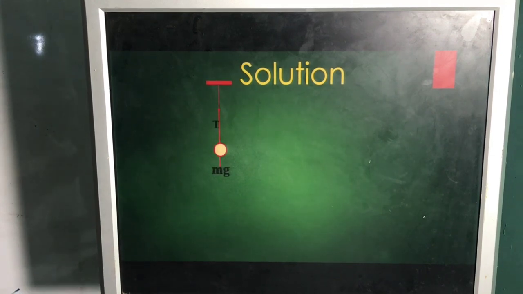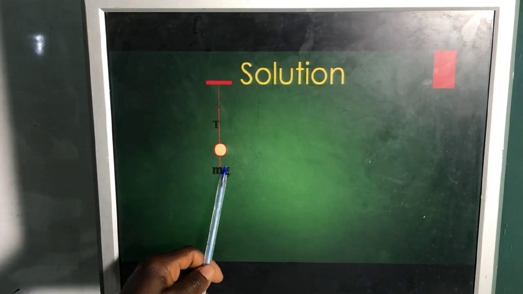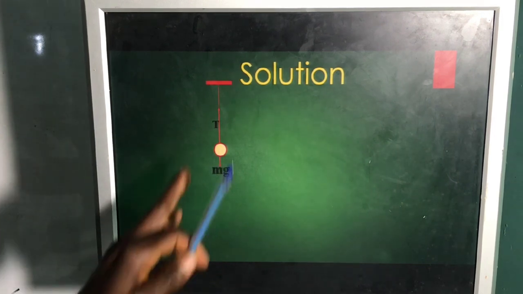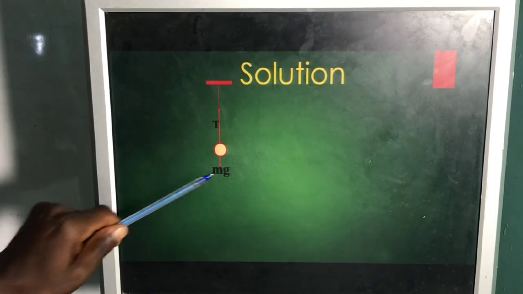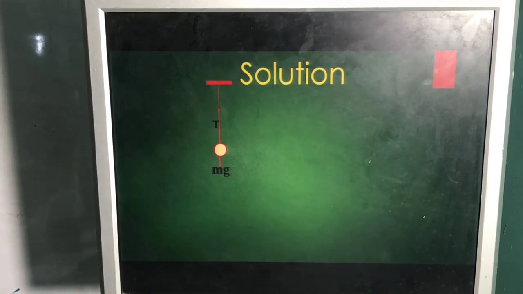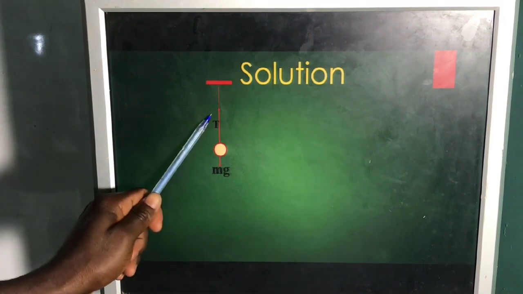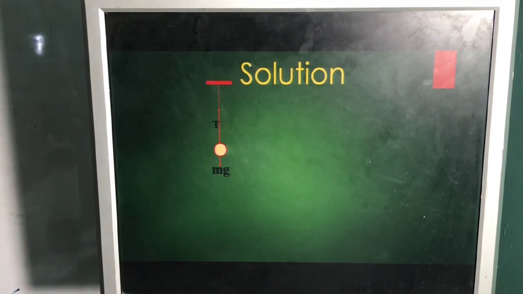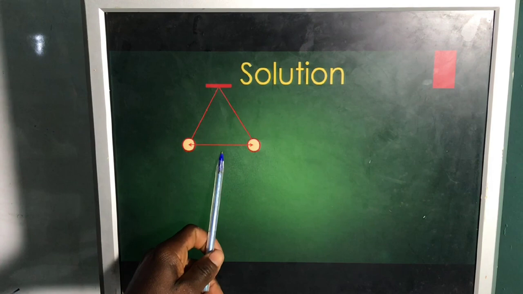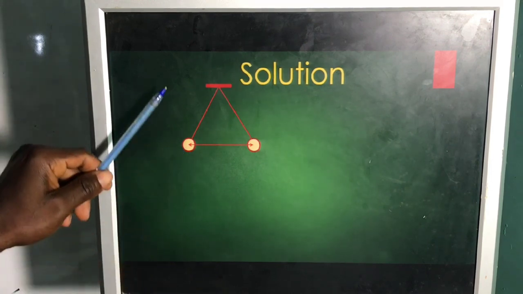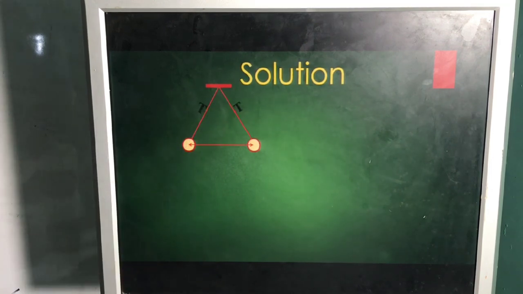Now, let us consider a situation whereby there is no repulsion between the charges. So the charged spheres are in a straight line like this, or they are suspended by means of the string like this. What that means is that the tension in the string will be equal to mg. Parallel forces have equal magnitude. So the tension in the string would have been equal to mg. But in our situation, the two charges are being separated apart by a force, which is the repulsive force between the two charges. So there are tensions in the string.